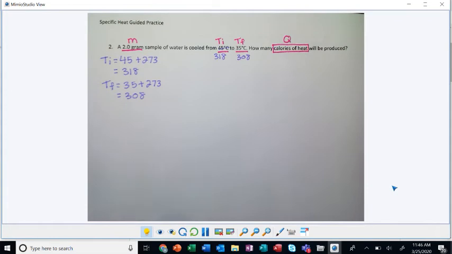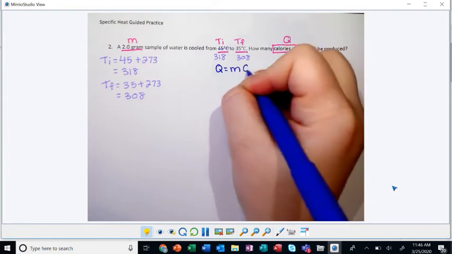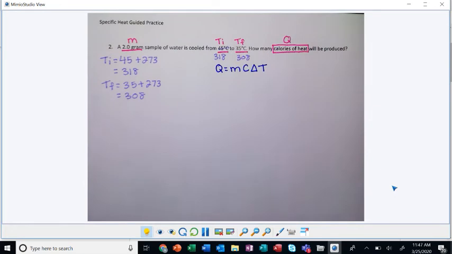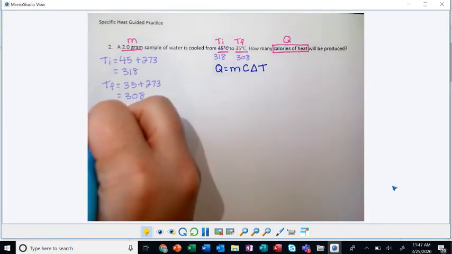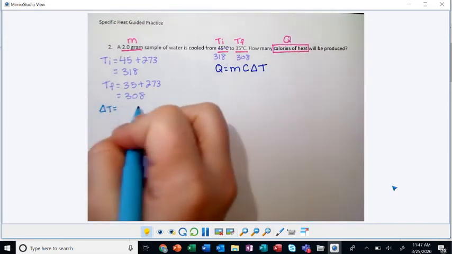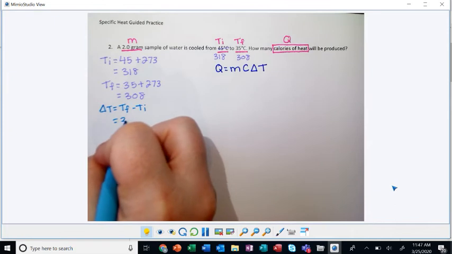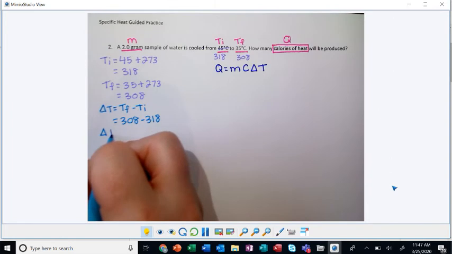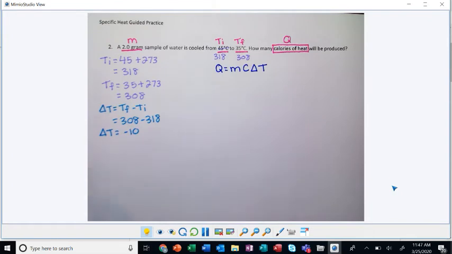So let's write our equation down. Our equation is Q equals MC delta T. All right. Again, we are going to calculate this delta T right here. Remember, the delta T is equal to T final minus T initial. So we have 308 minus 318. Our delta T is going to be negative 10. All right, now we're ready to plug in our information.